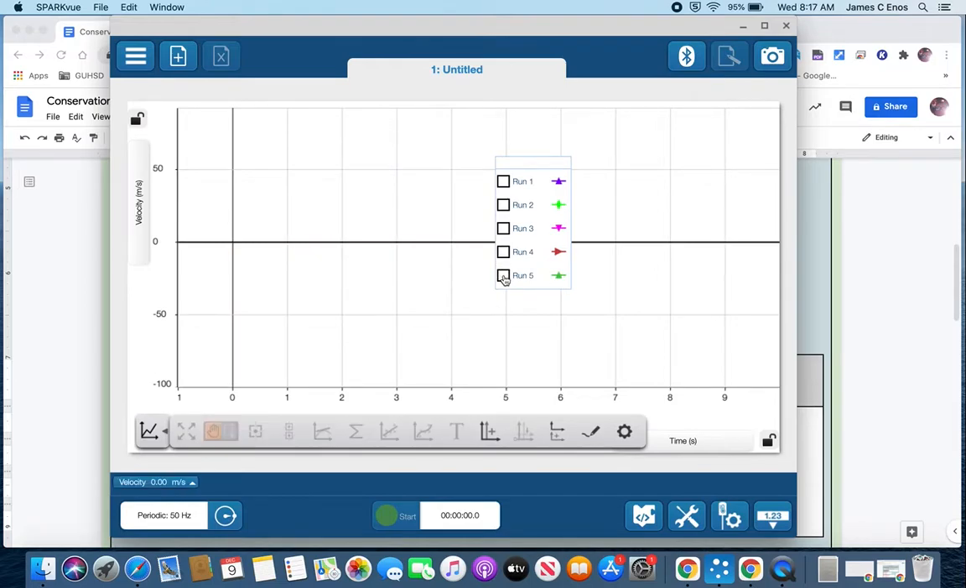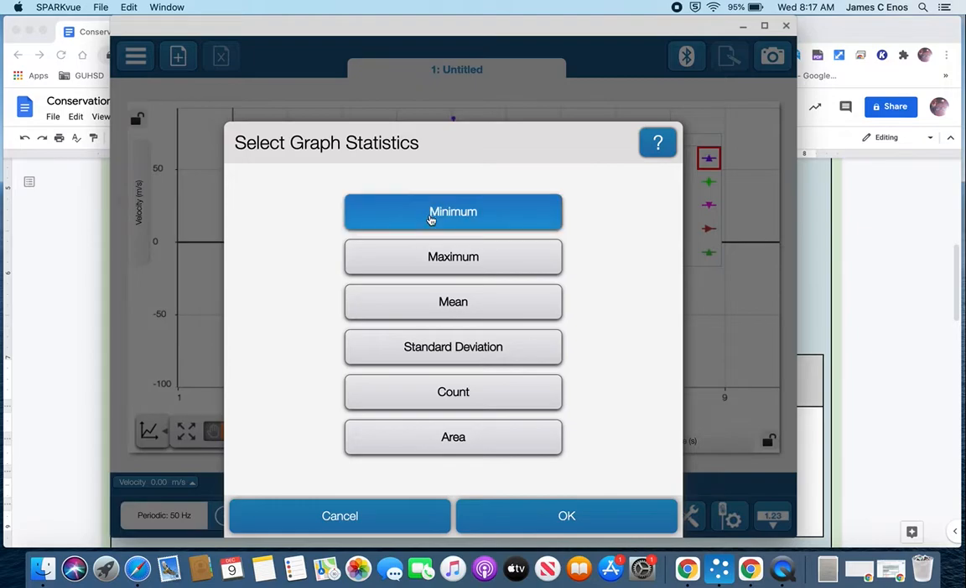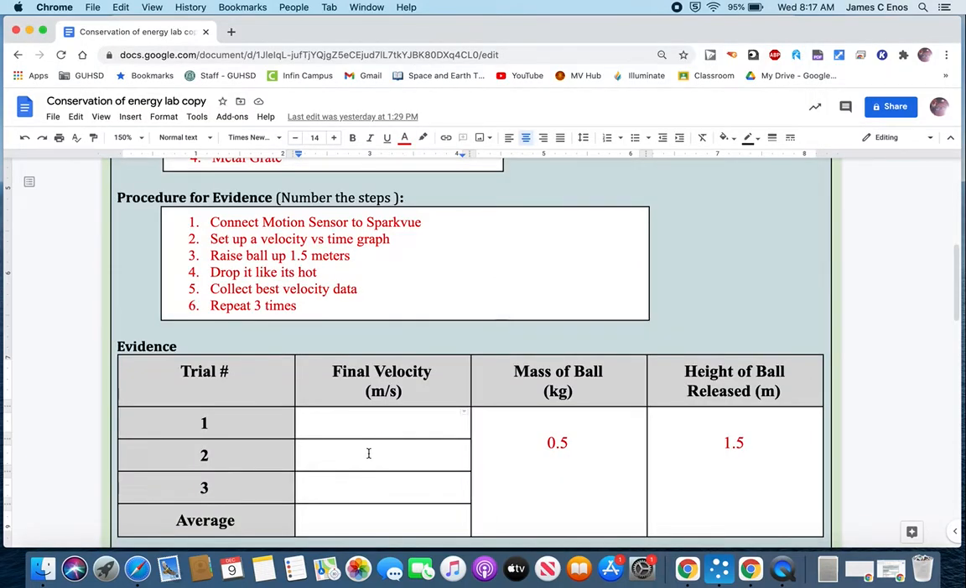And what I'm going to do is look at this data and analyze it. So I'm going to select the tool to highlight this data. As I highlight it, I want the region where the ball was falling. This is the point in time where the ball was falling. And in this point in time, I want the lowest velocity, so I'm going to get the minimum value here. This minimum value, this 4.33, that's going to be one of these final velocities, so a negative 4.33.